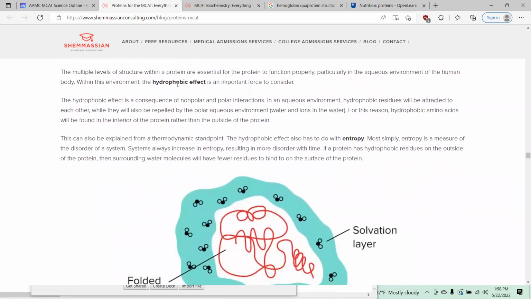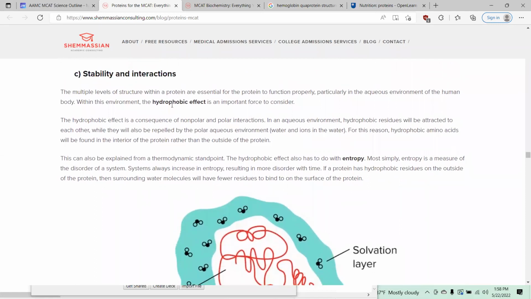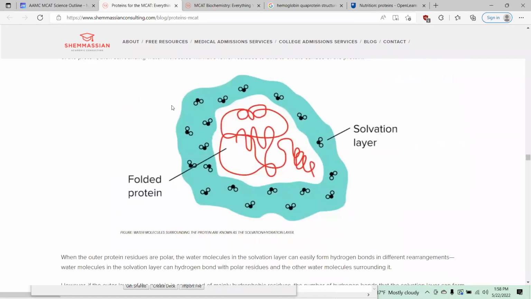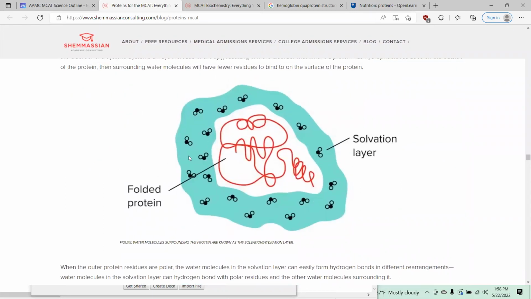Stability. Okay, so we just were talking a little bit about hydrophobic and hydrophilic. Here we have these waters out, and the water is polar. And so for this protein to be happy, the parts of the protein that are interacting with the water should also be polar.